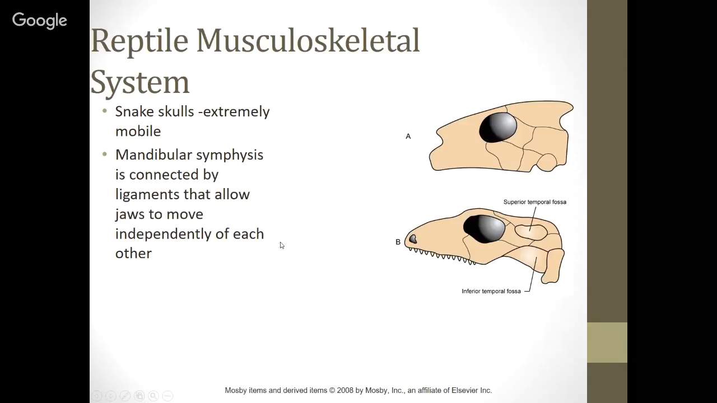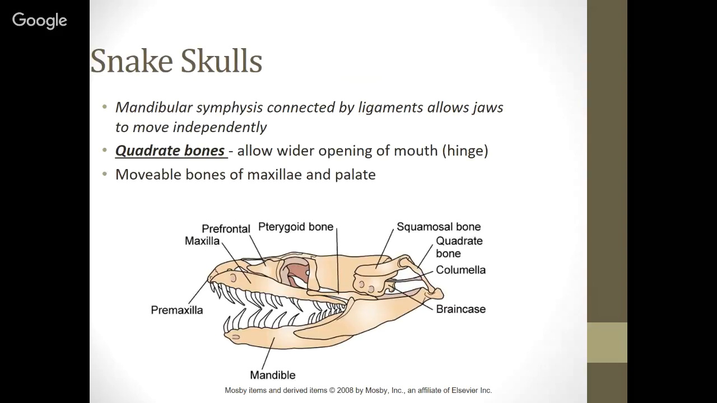Snake skulls are extremely mobile. They have a mandibular symphysis that is connected by ligaments, which allows the jaws, the left or right side, to move independently of each other, so the right side can go down while the left side goes up.